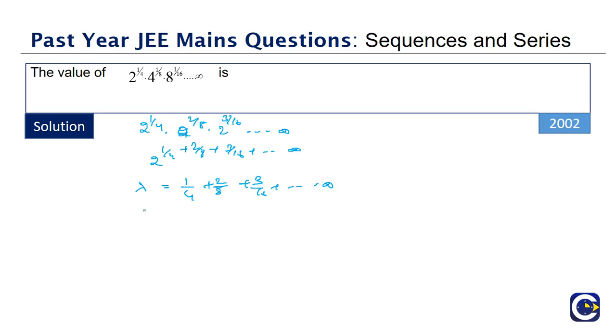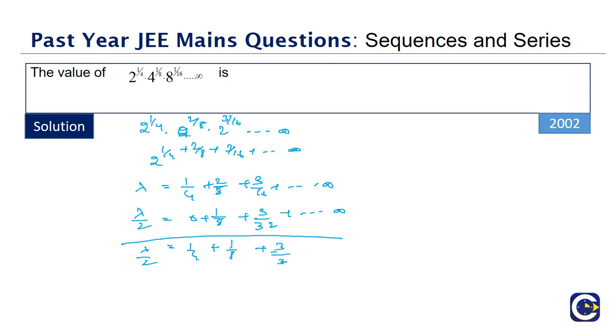So in these types of sums, we should divide this by 2 first and write it as like this: 3 by 32. I will tell you why we are writing like that in the next step. So if you subtract this, what you will get? Lambda by 2. 1 by 4, then minus, 1 plus 1 by 8. I made a small mistake over here: it is 2 by 8, then 2 by 16. Then we'll have 3 by 32 and so on.